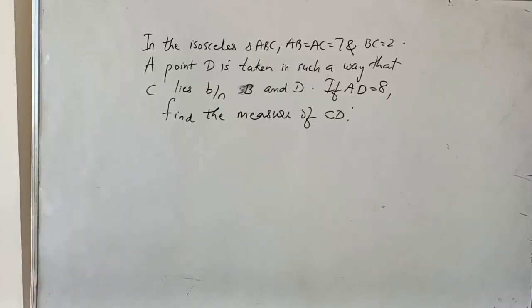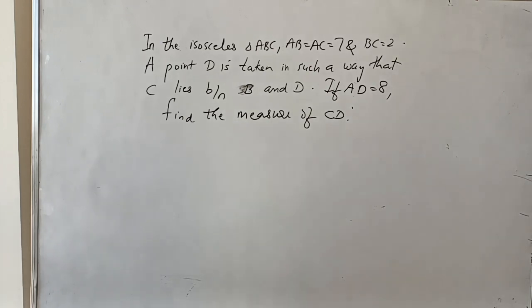In the isosceles triangle ABC, AB is equal to AC is equal to 7 and BC is equal to 2. So when they say 7 and 2, basically they mean units in whichever measurement we are taking. A point D is taken in such a way that C lies between B and D. If AD is equal to 8, find the measure of CD.